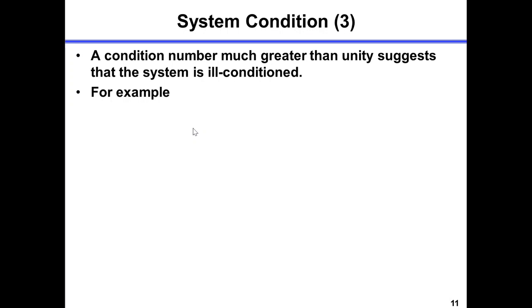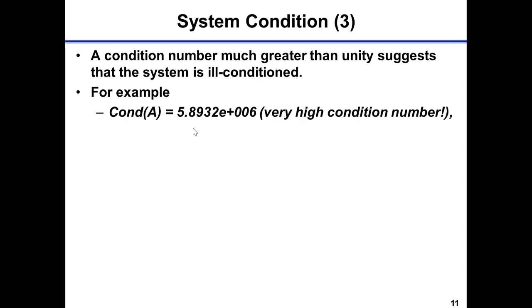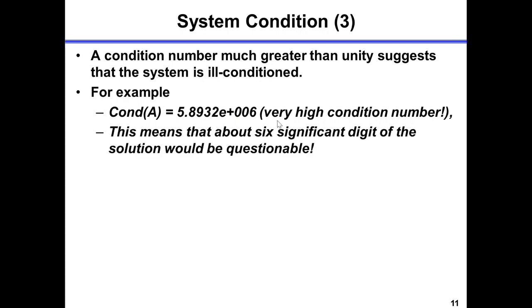So a condition number much greater than unity suggests that the system is ill-conditioned, right? For example, if my condition number is, look at this one, 5.893 times 10 to the power of 6, sorry, times e to the power of 6. So this is a very high condition number. And we said that when the condition number is huge, our system is ill-conditioned. So what does it mean when we find a condition number like this?